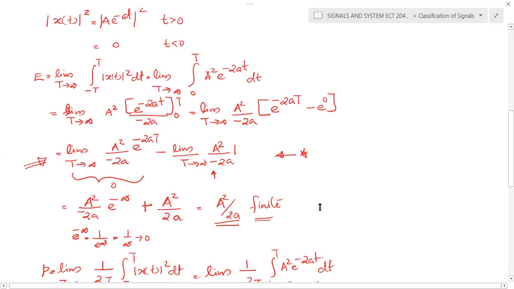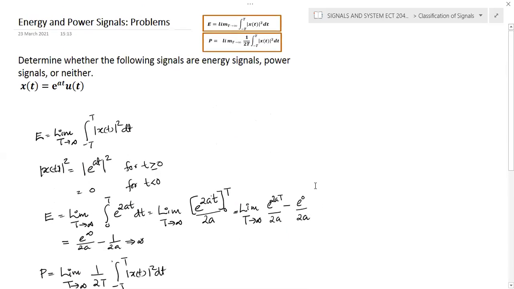Now we can discuss another question. It seems to be similar to the previous question, but slightly different. There is no a, and this is e raised to at into u of t. In the previous case, it was e raised to minus at into u of t, and now it is e raised to at into u of t. So now we can visualize this particular signal.